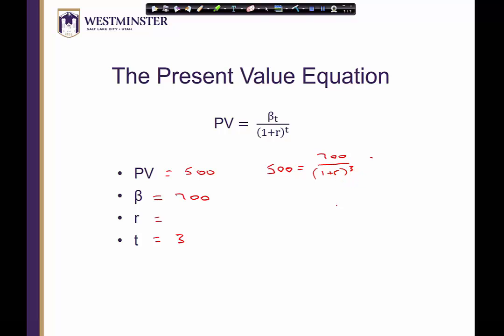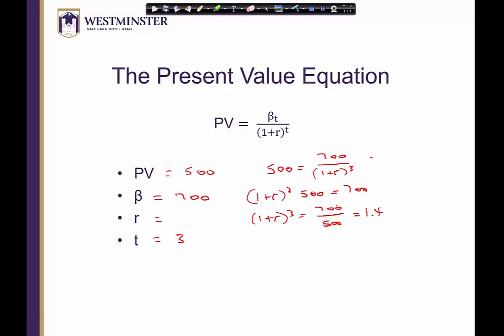We can go ahead now and we can rearrange the equation. I'll multiply both sides by 1 plus r to the third, times 500 equals 700. Now we'll go ahead and divide each side of the equation by 500. 1 plus r to the third equals 700 divided by 500, which I believe is equal to 1.4.